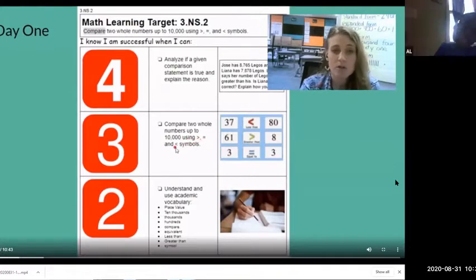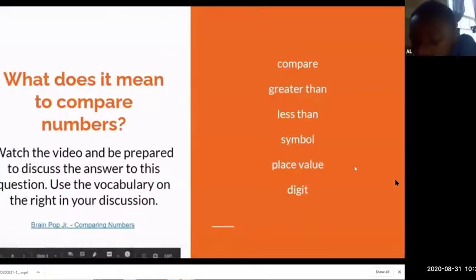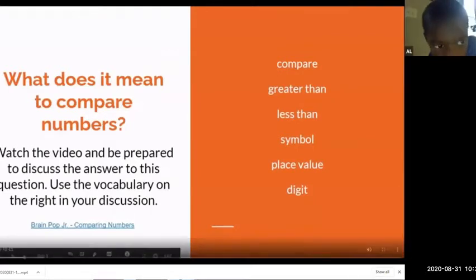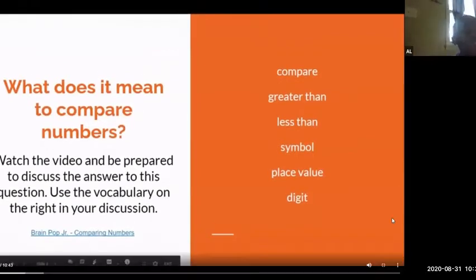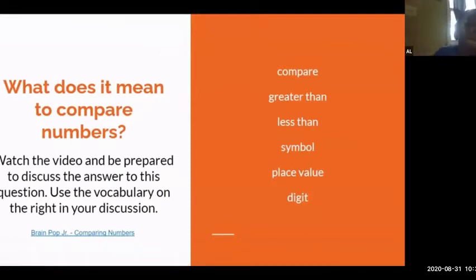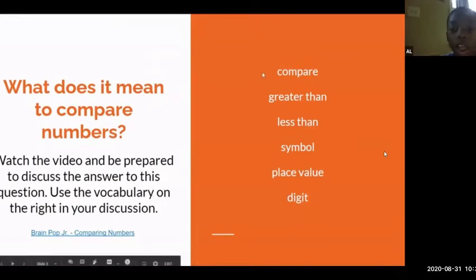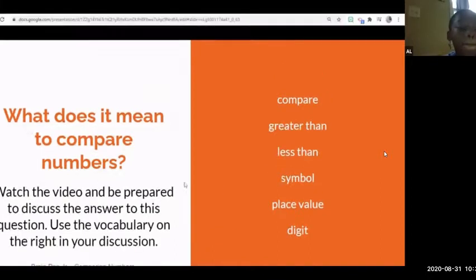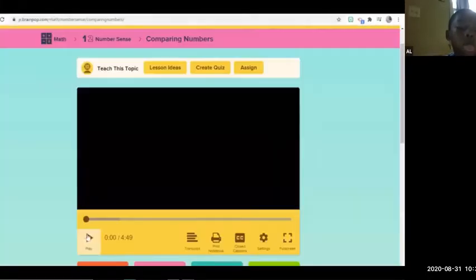What does it mean to compare numbers? We're going to have you watch a video today, and we'd like for you to be prepared to have this discussion about this question. Use the vocabulary on the right in your discussion. We should hear words like compare, greater than, less than, symbol, place value, and digit. Listen for those words in this video.